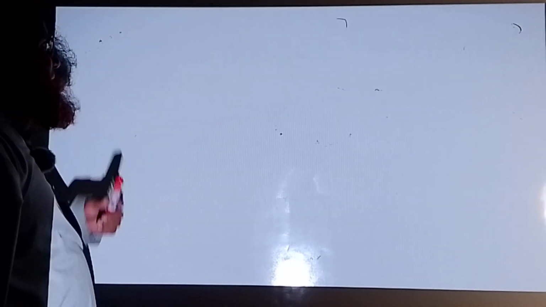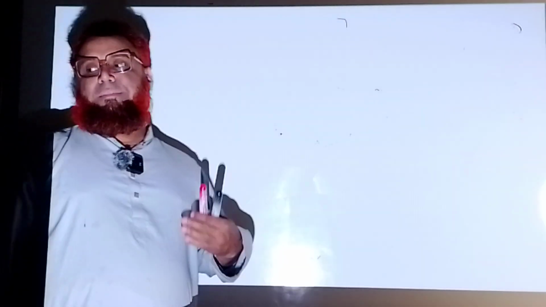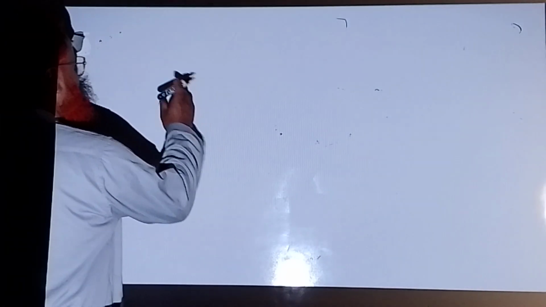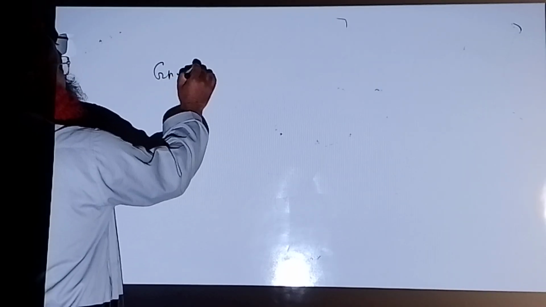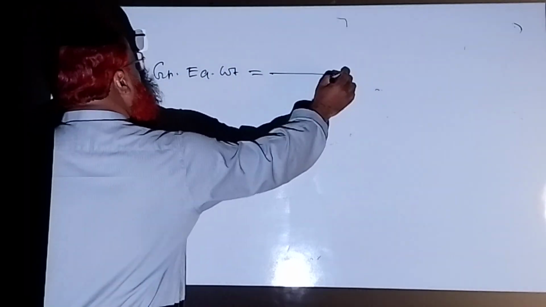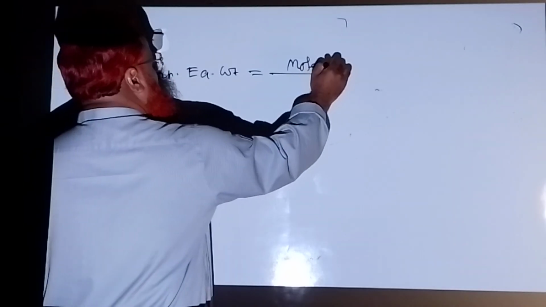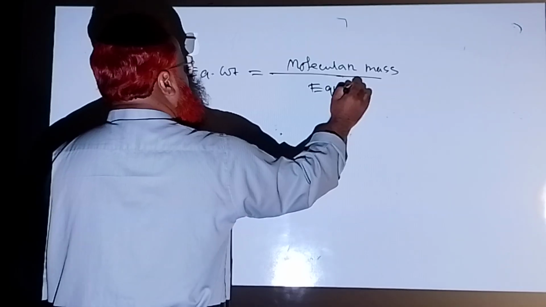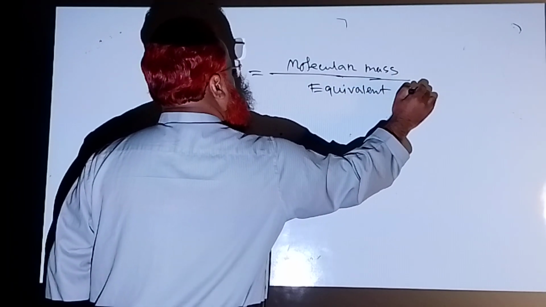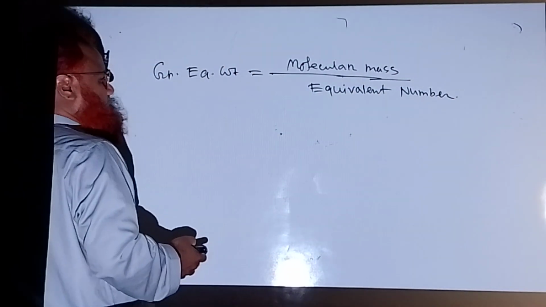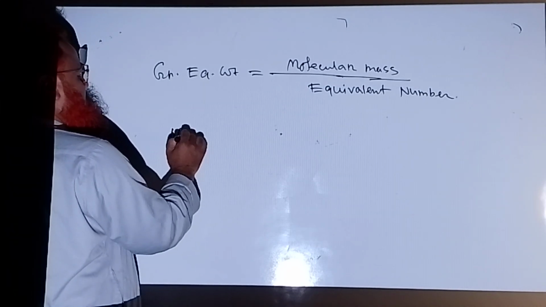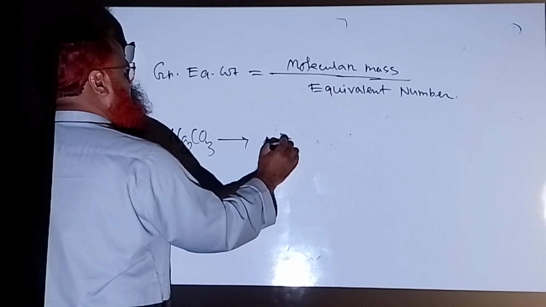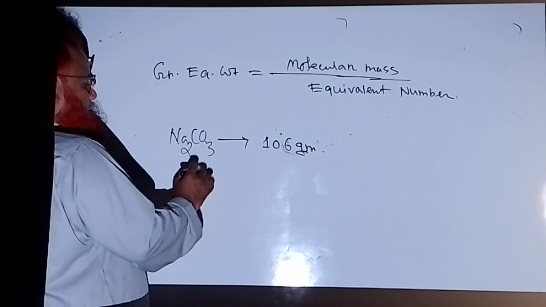Okay, here one thing is new, that is number of gram equivalent weight. So, what is gram equivalent weight? Gram equivalent weight is equal to molecular mass divided by equivalent number. Okay. So, for example, sodium carbonate, molecular weight is 106 gram and equivalent number is 2.